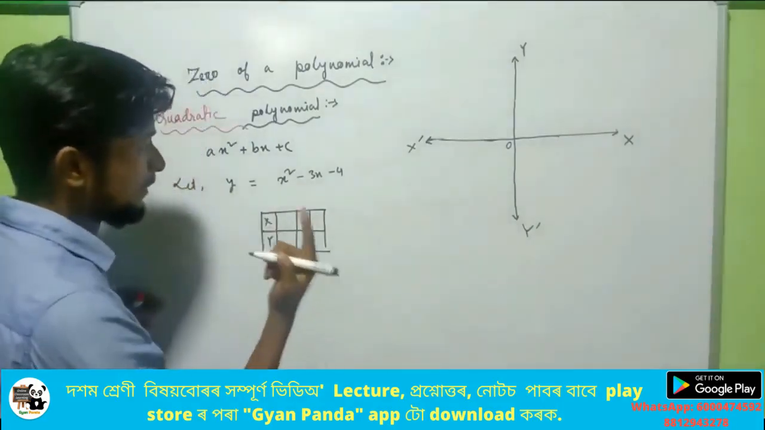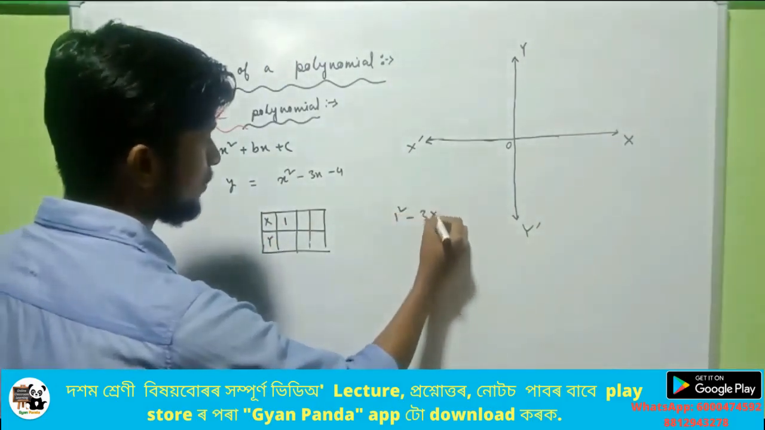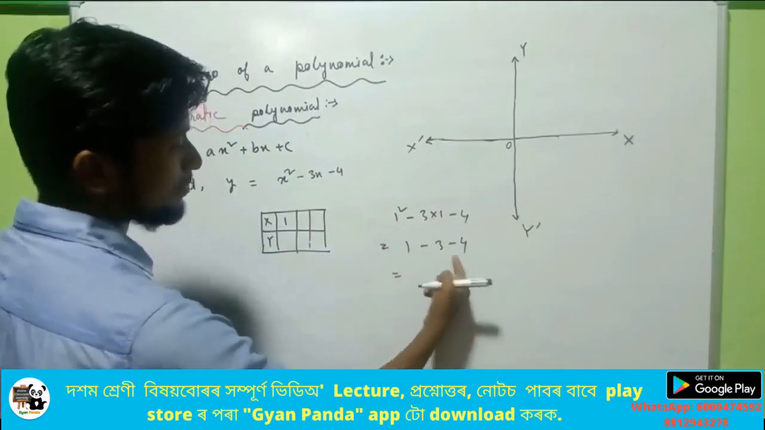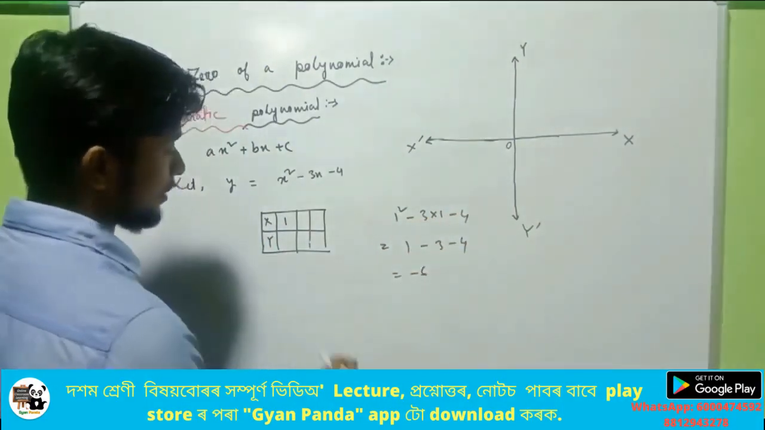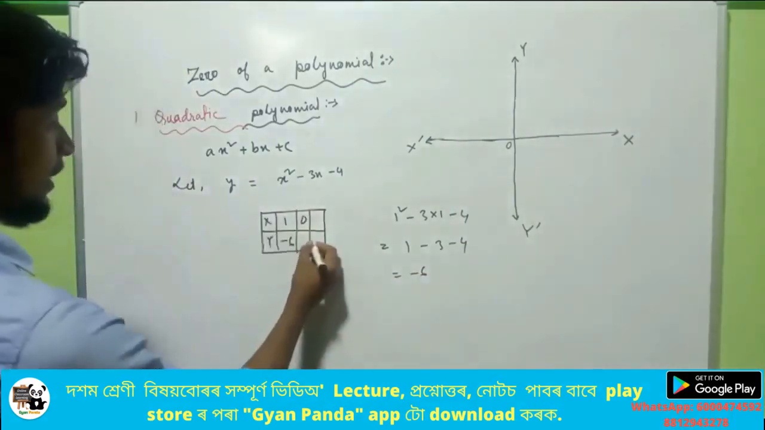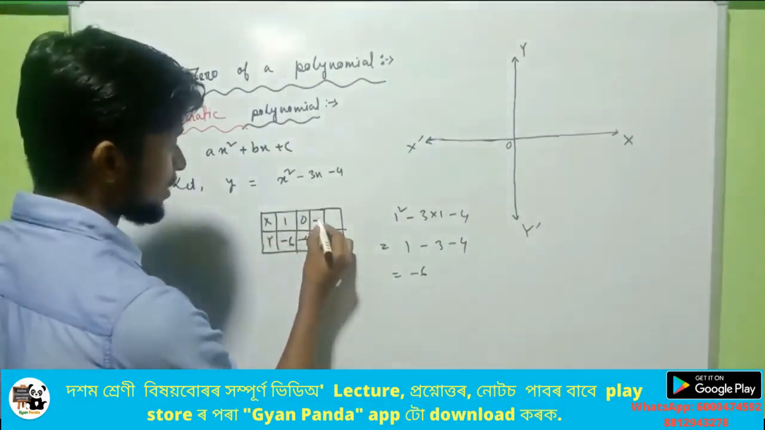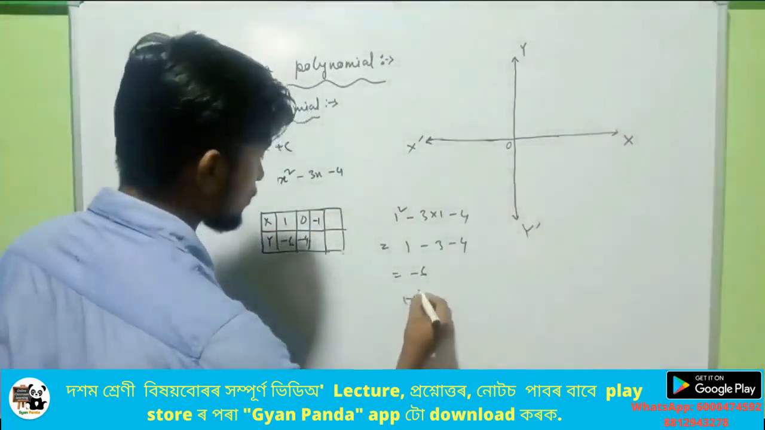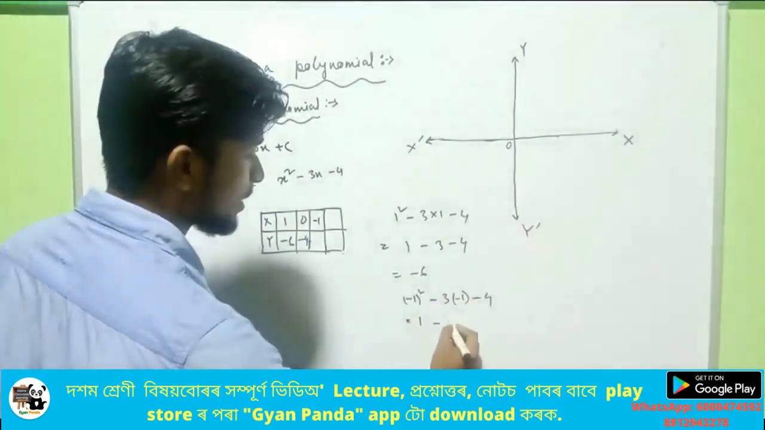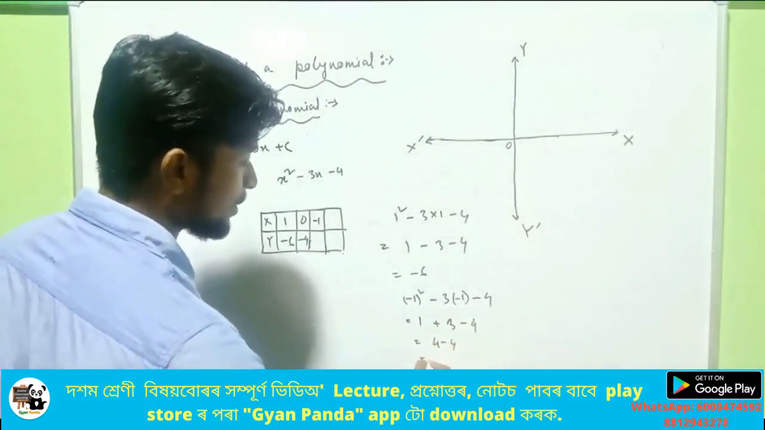If you put the value of x as 1, then it will be 1 squared minus 3 into 1 minus 4, that is 1 minus 3 minus 4, that is minus 6 only, right? If you put the value of x as 0, then it will be minus 4. If you put the value of x as minus 1, then it will be minus 1 squared minus 3 into minus 1 minus 4. That is 1 plus 3 minus 4, that is 4 minus 4, which equals 0.